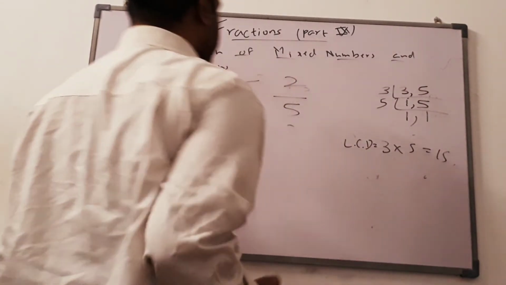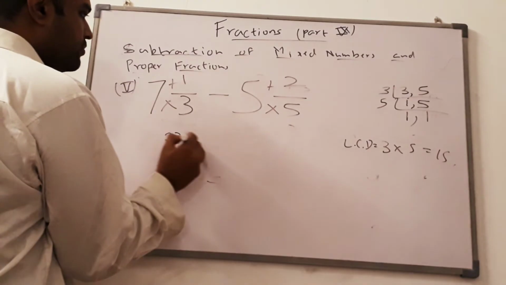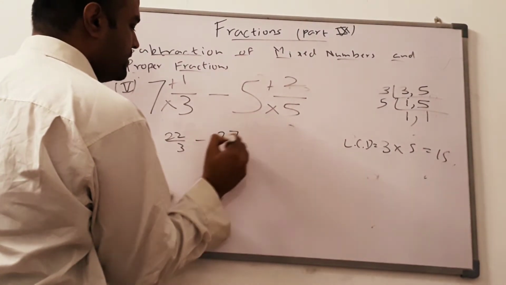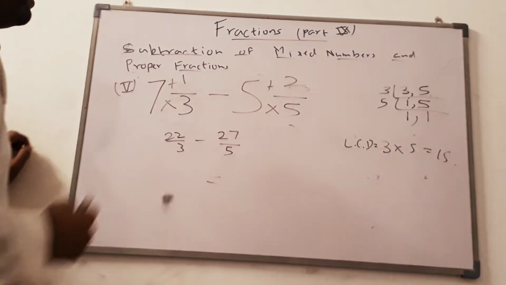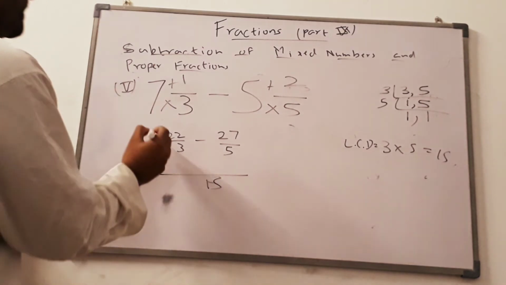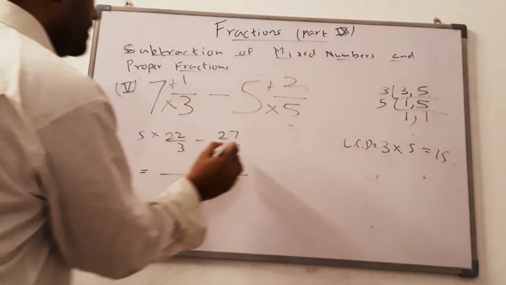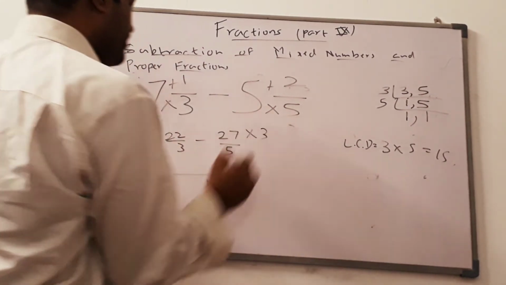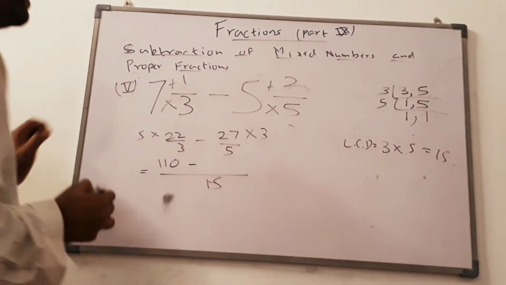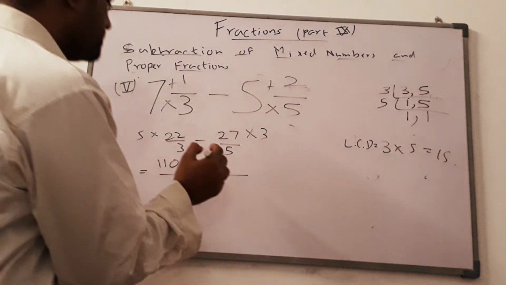The answer is 15. Okay, but before that we have to convert these into improper fractions. 7 times 3, 21 and 1, 22 out of 3, minus 5 times 5, 25 and 2, 27 out of 5. Now we have to convert it into the least common denominator. 15, 3 means 5, 5 times 22, and 5 means 3 5s. 5 times 22 means 110, check and see. 27 times 3 means 81.